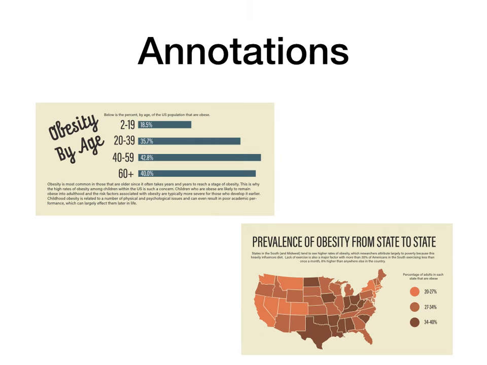For nearly every graphical element in my infographic, I use annotations to provide some commentary and deeper explanation of the information presented. For example, on the left I discuss the concerns of high rates of childhood obesity, and on the right I discuss the possible factors behind the high rates of obesity in the South.